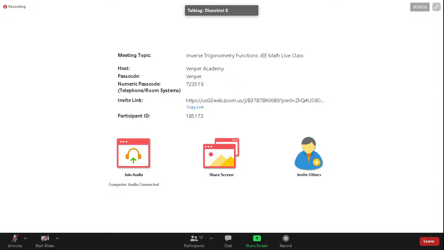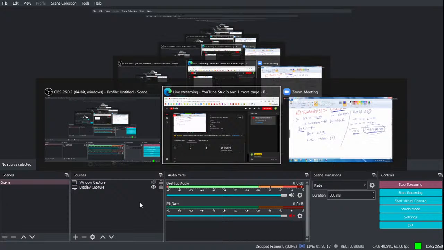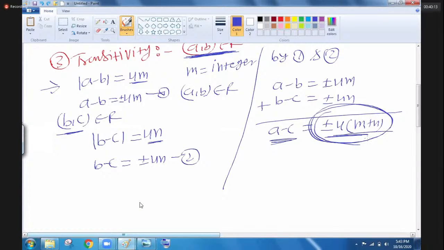So by 1 and 2, let's do addition. The first equation is a minus b equals plus minus 4m. The next equation is b minus c equals plus minus 4n. Basically on addition, b cancels, and a minus c is plus minus 4 common, m plus n. I'm getting a minus c as plus minus 4 times m plus n. m is also an integer, n is also an integer. Don't you think this part will always be divisible by 4, for any value of m and n?